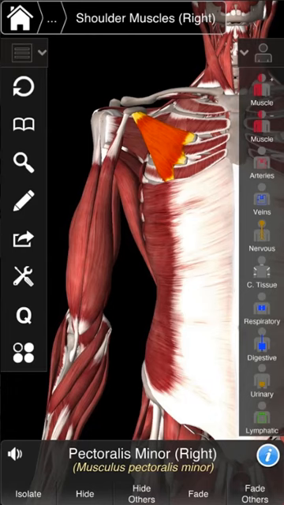But pec minor is deep to major, meaning that in order to see minor, you have to actually pull major off. So it's underneath that muscle. Another thing about pec minor, I alluded to it in lab last week, is that pec minor is one that tends to cause problems clinically.